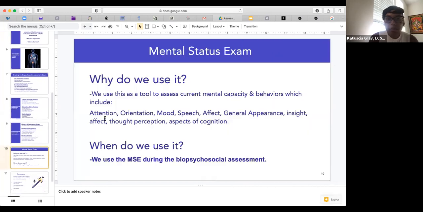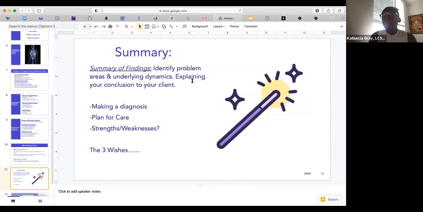Okay, so we did the mental status exam. Now we're at the summary, right? So our summary of findings. We want to wrap all of this up. We want to be able to say to ourselves and this patient in front of us, okay, based on this assessment, can I continue to see this person? This person looks like they have anxiety, and it looks like I am the right therapist for them. So I'm going to continue to work with this person.